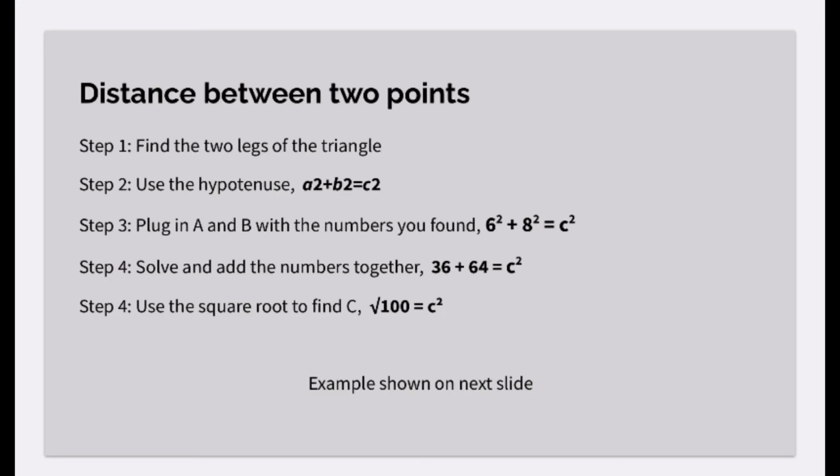This is how to find the distance between 2 points. The first step is to find the 2 legs of the triangle. The second step is to use the hypotenuse formula, a squared plus b squared equals c squared. Step 3 is to plug in a and b with the numbers you found. For example, 6 squared plus 8 squared equals c squared. Step 4 is to solve and add the numbers together. For example, 36 plus 64 equals c squared. Step 5 is to use the square root to find c.